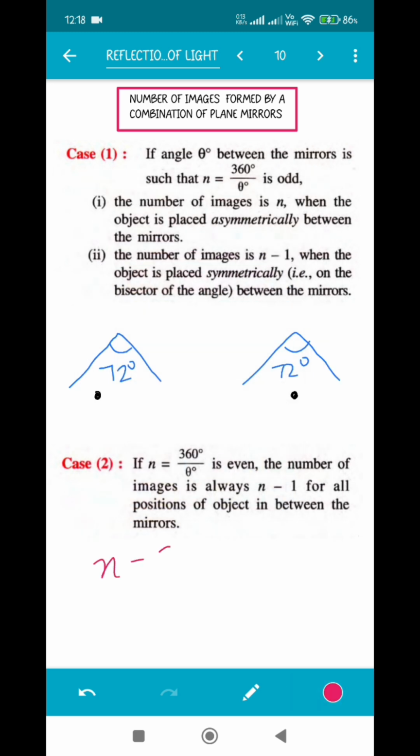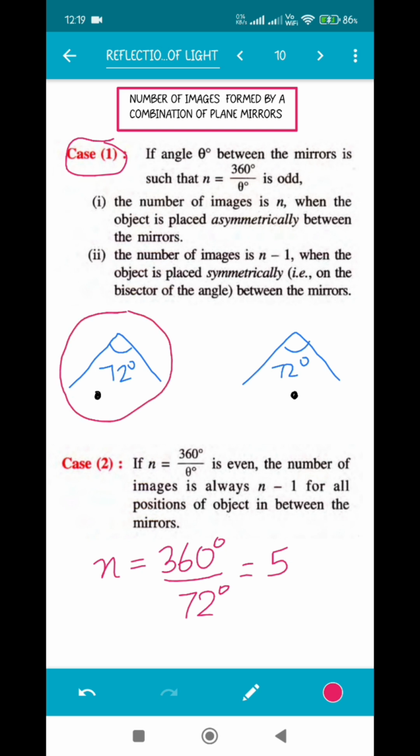n is equal to 360 degrees divided by theta. In this case theta is 72 degrees, so if I solve it, I get n as 5. Since n is odd, we follow case 1. The number of images will be n when the object is placed asymmetrically. In this case the object is placed asymmetrically, so the number of images will be n, that is 5 images are formed.